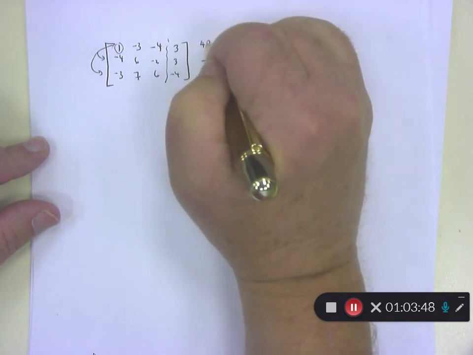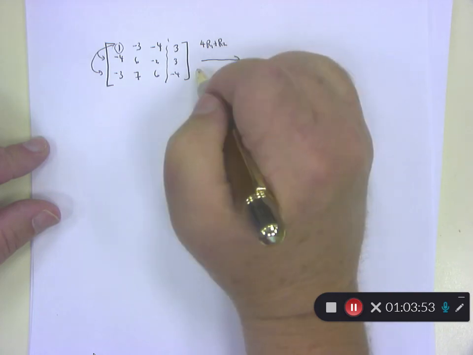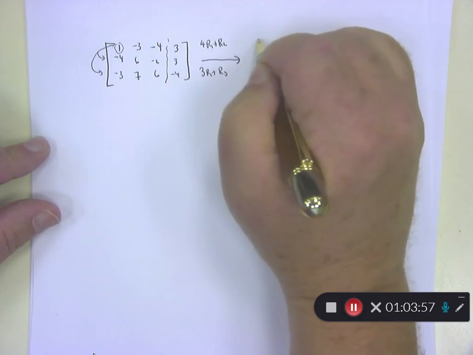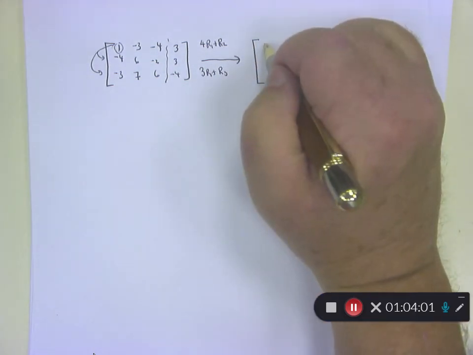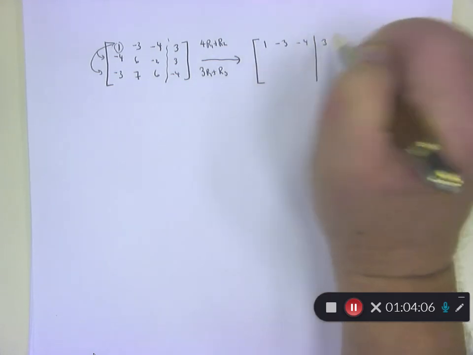So that's 4 times row 1, add it to row 2. Whatever you add to is what you replace. And 3 times row 1, add it to row 3. That is going to give me what? First row stays the same. 1, negative 3, negative 4, augment with 3. Okay?